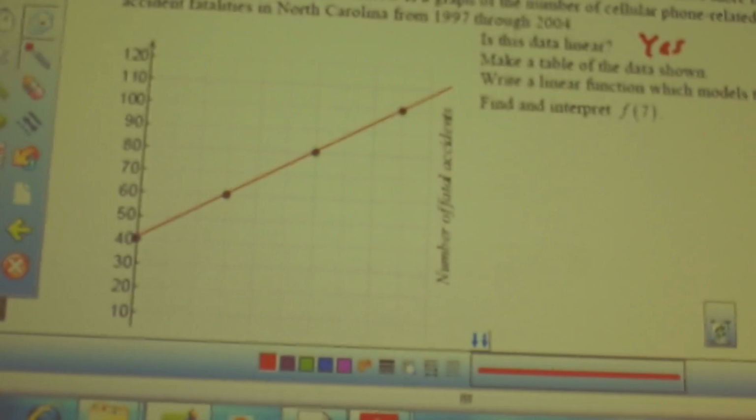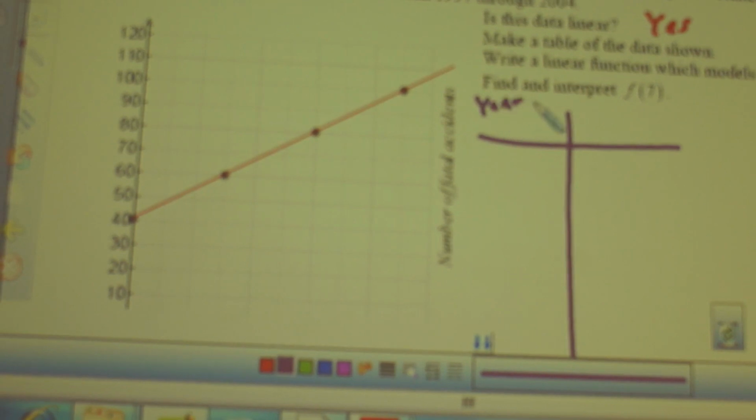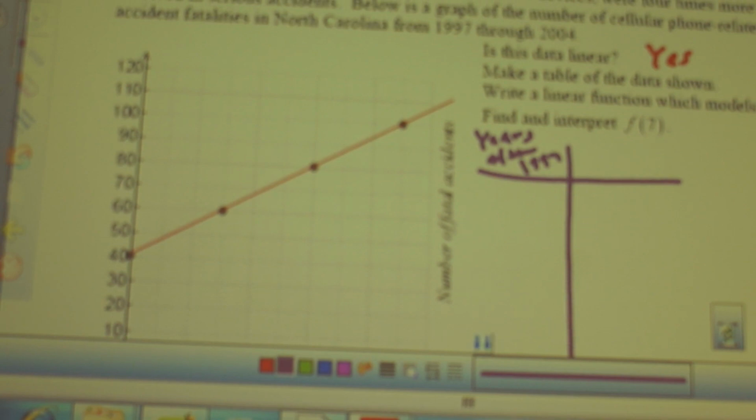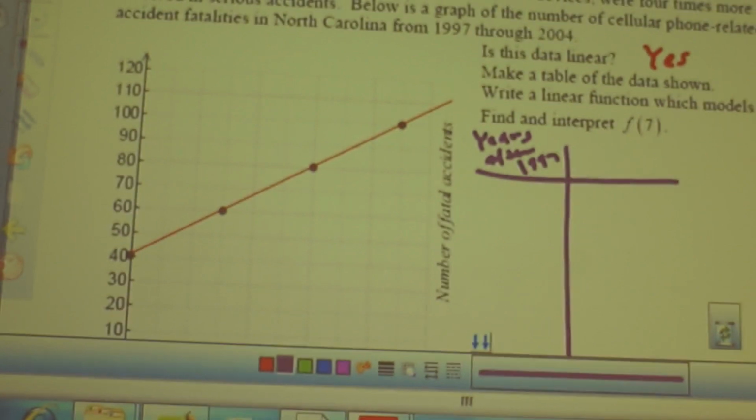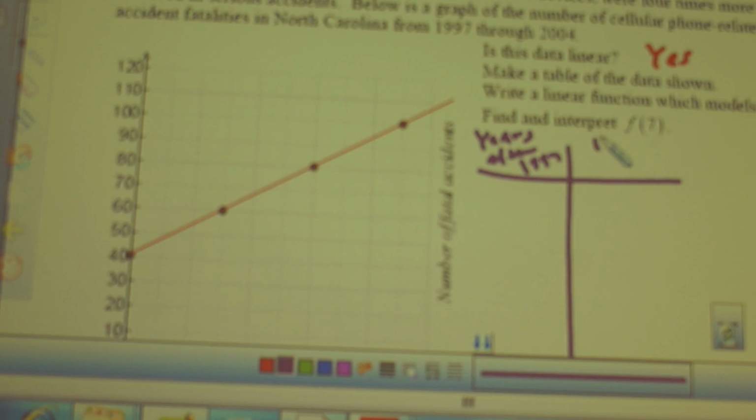Next, we're going to make a table. So I'm going to do, what was this? It was years after 1997, is that it? Yep. And then what's the other thing that changes? So the 2 things that change are the year and what? Fatal accidents. Yeah. Number of fatal accidents.